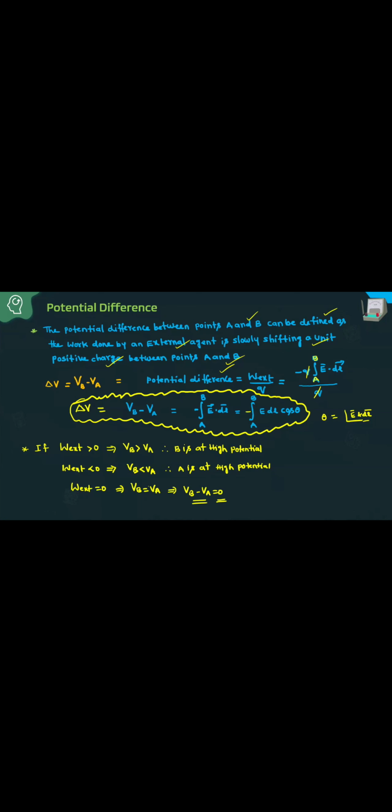But here I have to give a very important observation. It is very important for solving statement-based questions, the concept-oriented questions. Concentrate. What is VB minus VA? VB minus VA equals minus integral from A to B E dl cos theta. If theta equals 180 degrees, cos 180 is how much? Minus 1.